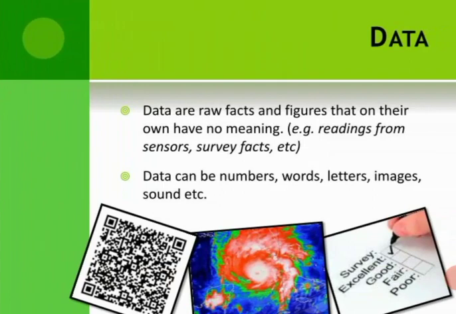Data are raw facts and figures that on their own have no meaning. For example, readings from a census, survey facts, and so on. Data can be numbers, words, letters, images, sounds, etc. So data is unrefined, raw facts that haven't undergone processing yet. That is data in a nutshell.